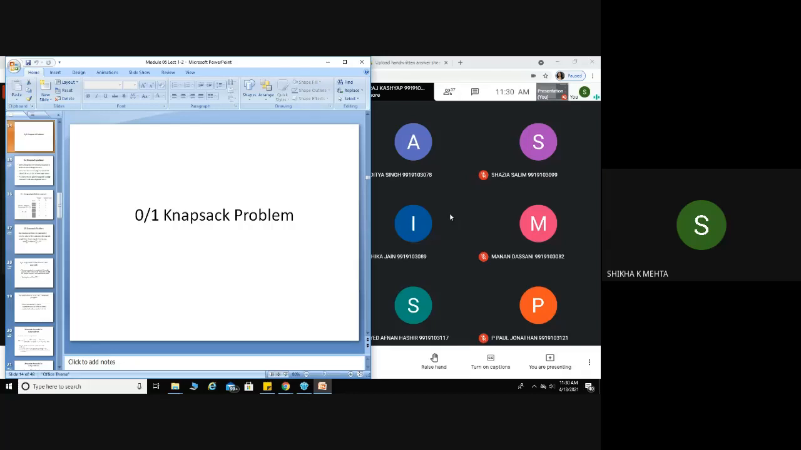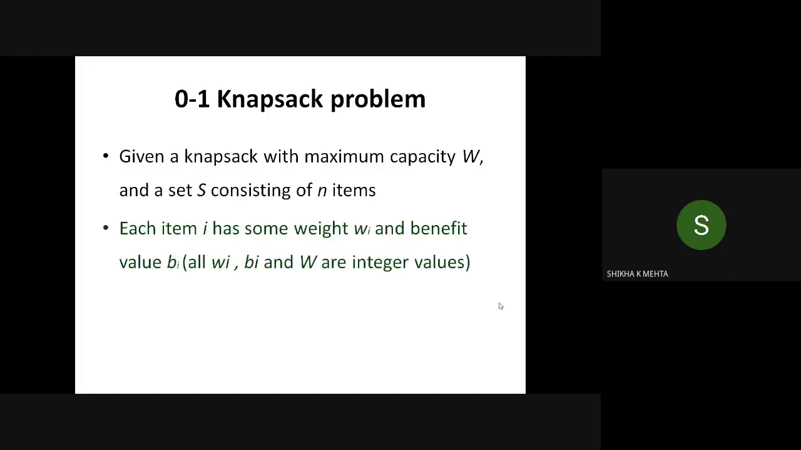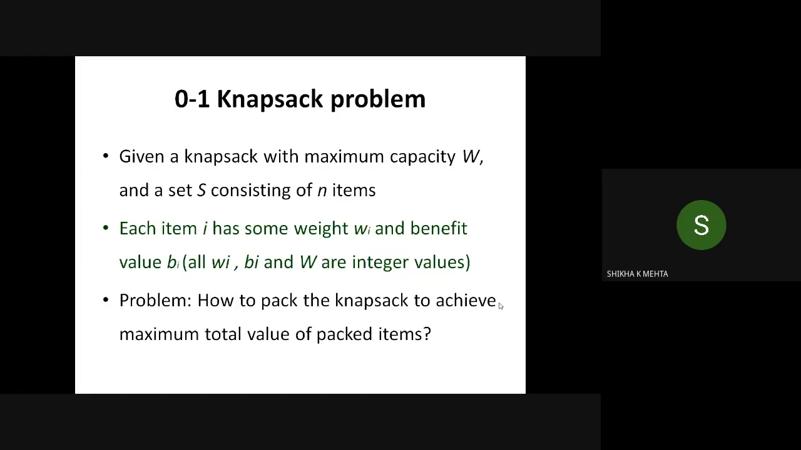So now we are going to study the 0 1 knapsack problem, how to find out the solution using the dynamic programming approach. Given a knapsack with maximum capacity W and a set S consisting of n items, each item i has some weight Wi and benefit value, that is called a profit, associated with it. Here we are assuming all these are integer values. Now the problem is how to pack the knapsack to achieve maximum total value of packed items.